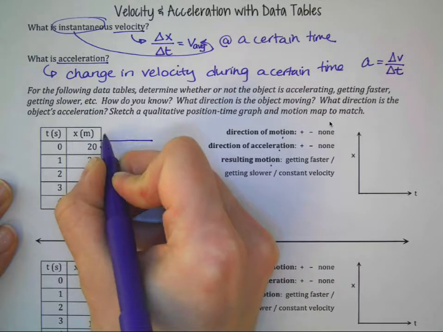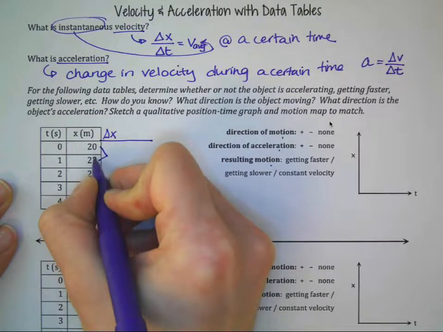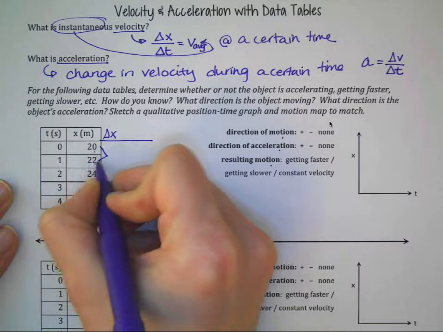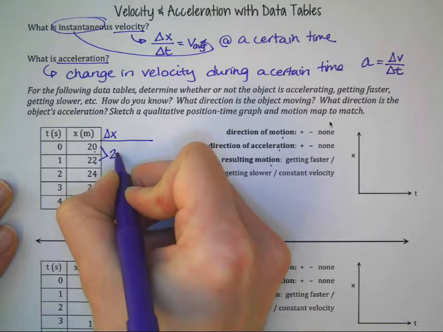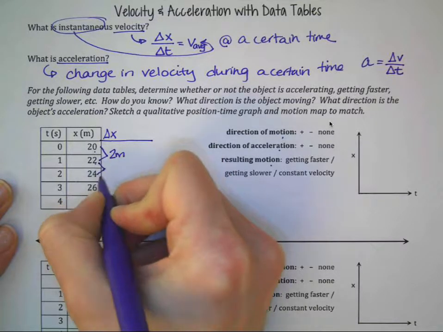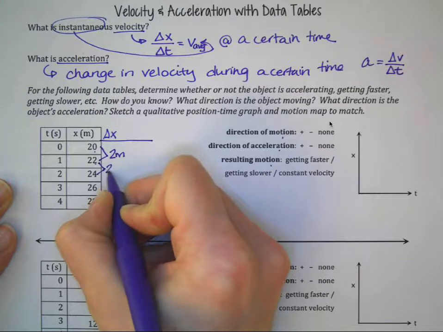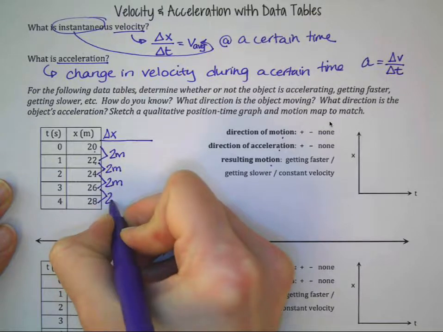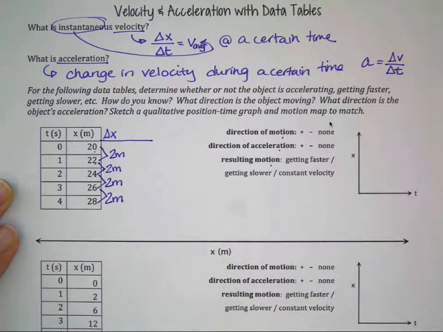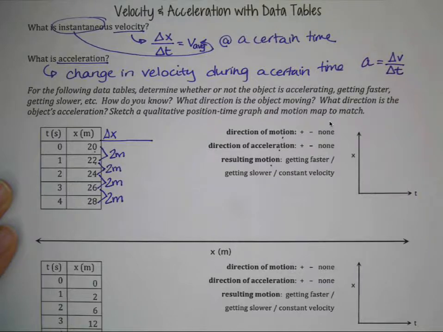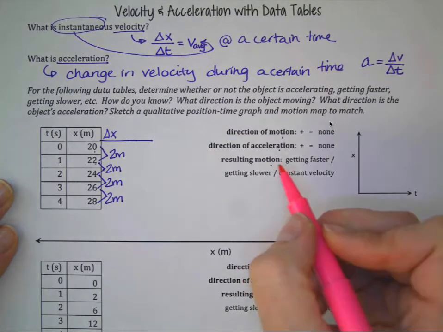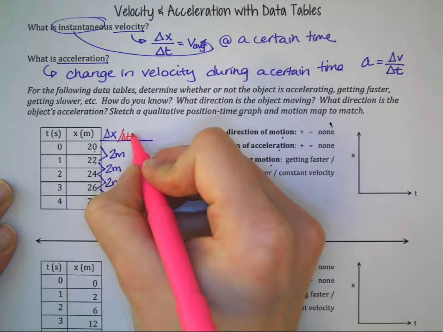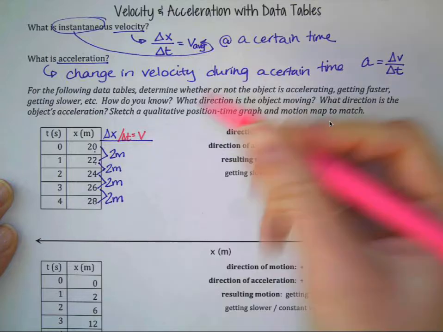If we look for the change in position, we can subtract final minus initial. And again, final is always talking about whatever instant you're looking at. So 22 meters minus 20 meters is 2 meters. I'm going to do this for each successive time unit. So 24 minus 22 is 2 meters, 26 minus 24 is 2 meters, and 28 minus 26 is 2 meters. This gives us the change in position, but if we are interested in looking at how the velocity changes, we would need to divide that by the change in time to get our velocity values.